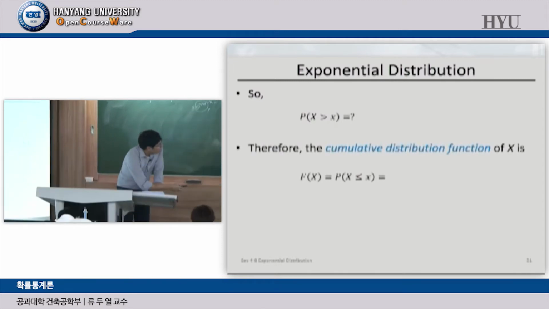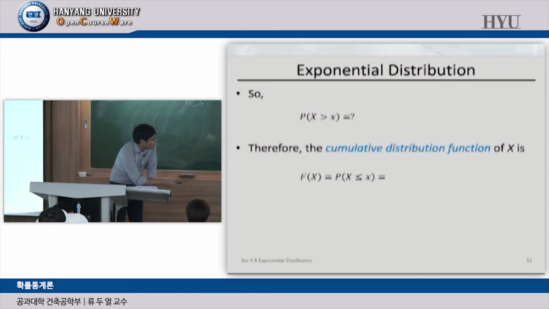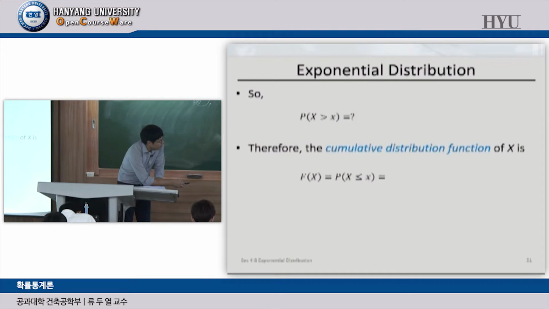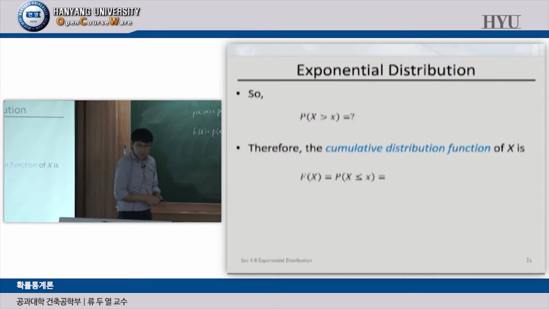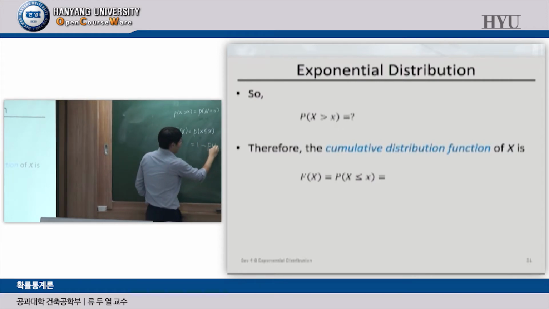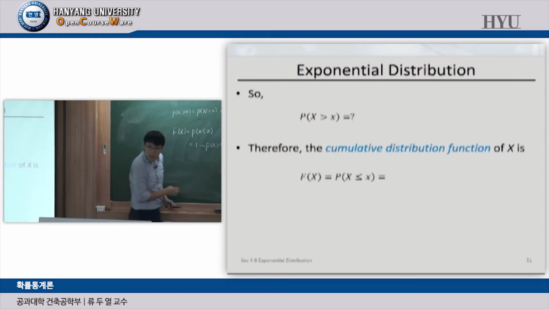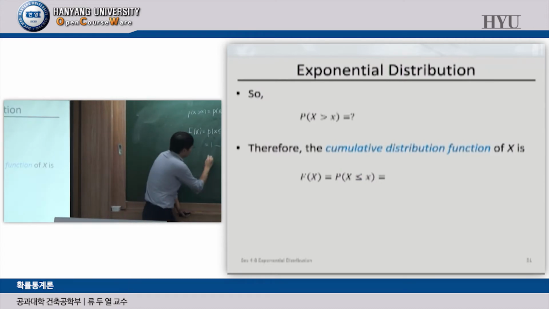And therefore, the cumulative distribution function of X, large F of small x, is equal to the probability of X when X is smaller than or equal to small x, right? That is the definition of the cumulative distribution function, right? So what is this? That is 1 minus the probability of X when X is larger than small x, okay? So that is equal to 1 minus e to the minus lambda x, okay?